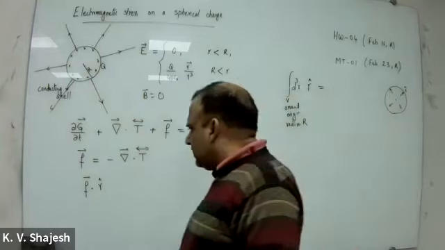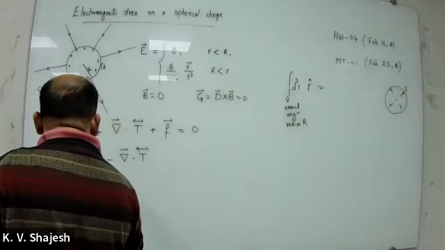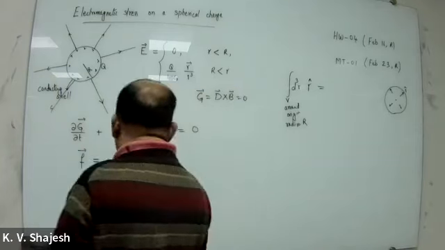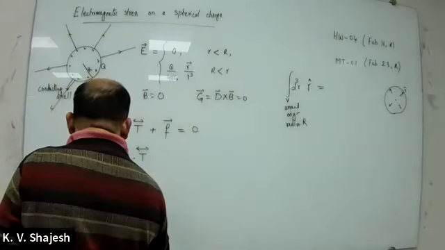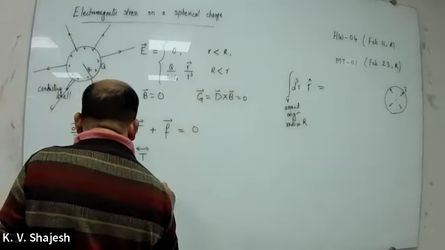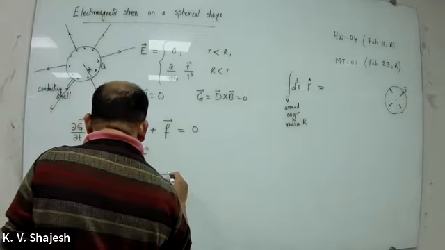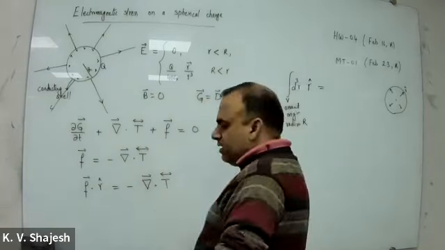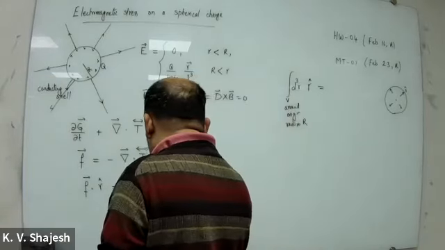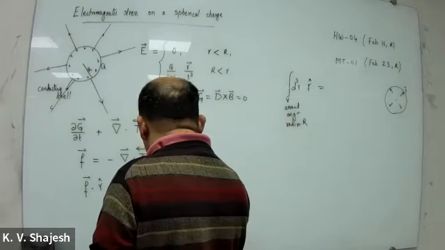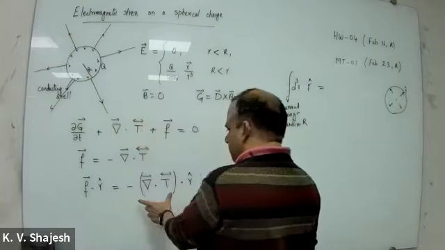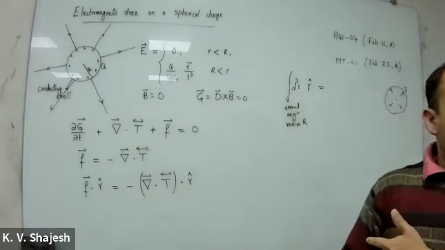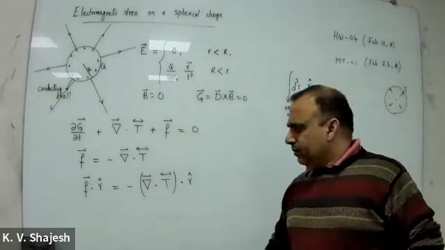And that will be equal to, notice this is a dyadic, so I have to multiply on the right side. That's minus of... Now I have to be careful, the gradient is operating on T. I don't want it to act on R hat, so remove that. So this parenthesis means that the gradient acts only on T, not on R hat.